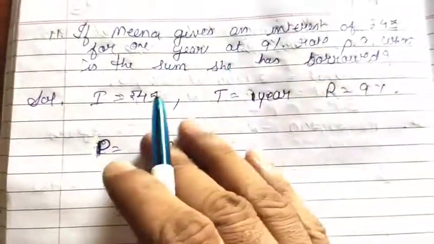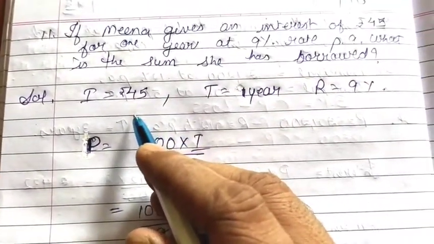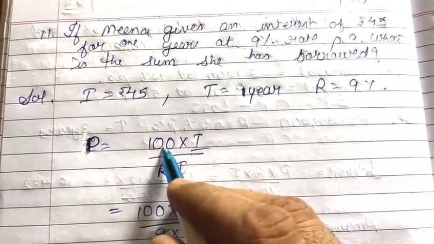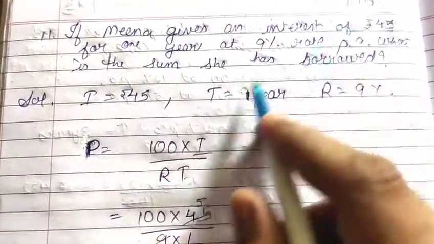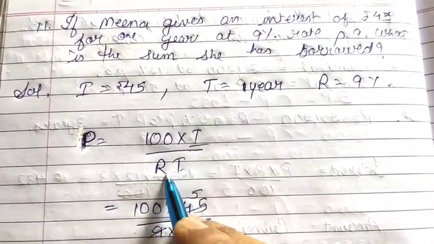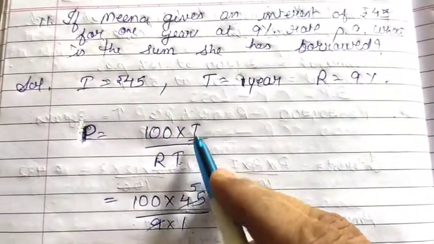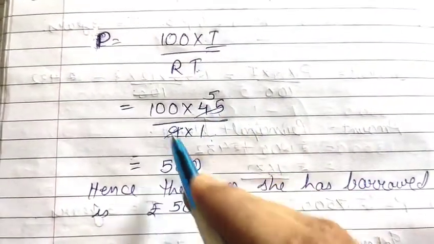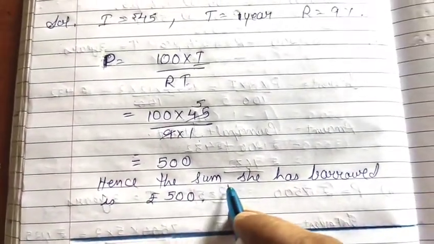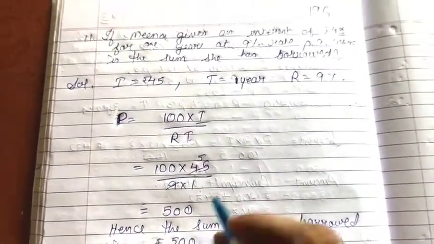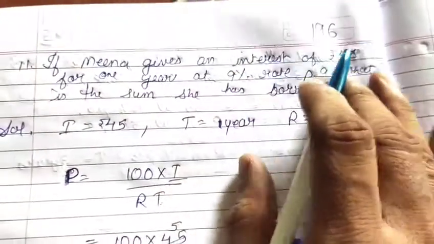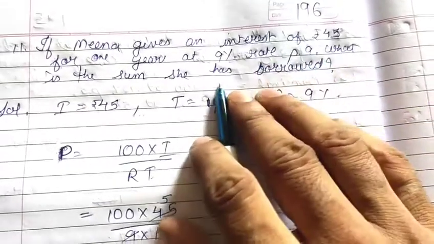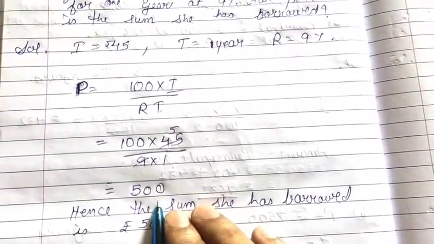So in this particular question the principal is missing, so we have to find the principal. The principal equals 100 into I upon rate into time. The 100 into the interest amount given, that is 45, divided by the rate 9%, and the time period 1 year. So 9 5s are 45, and 5 into 100 is 500. So we can say that the sum she has borrowed is rupees 500. Meena gives an interest of rupees 45 for 1 year at a rate of 9% per annum. So how much sum did she borrow? She borrowed 500 rupees.